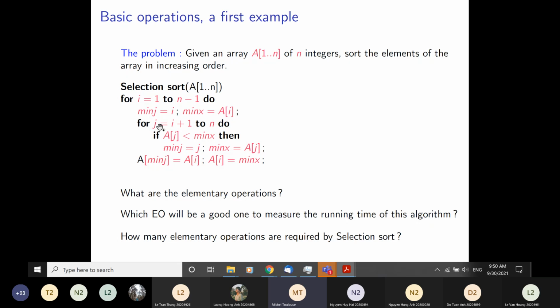We just want to consider these: the loop index of the loop, or the comparison in the if instruction, or the assignment. These are elementary operations. So in this case, we have one for loop, this assignment, another for loop, this comparison, and assignment. So these are the elementary operations.